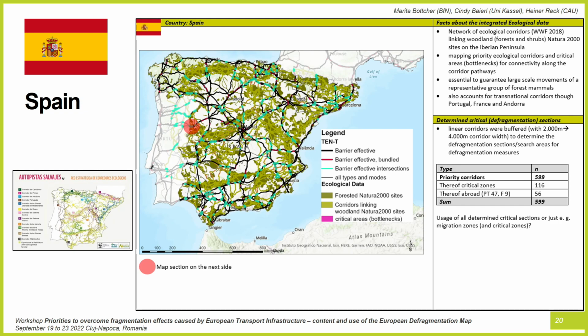We did the same as in Austria and other countries with linear corridors. We buffered them with 2,000 meters, and we got 600 defragmentation sections in Spain. These are all priority corridors affected by the TEN-T. Therefore, 56 and 116 are lying in already identified critical zones.